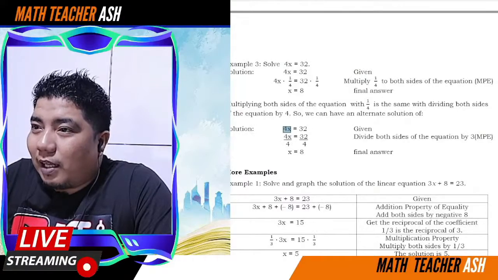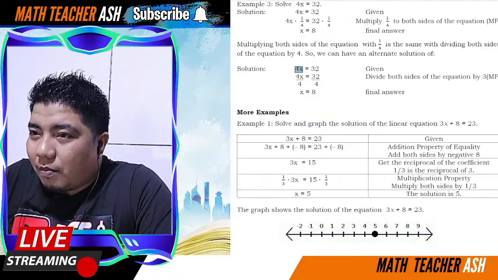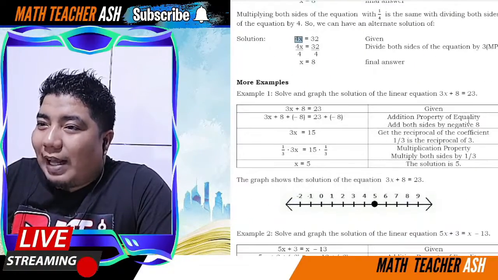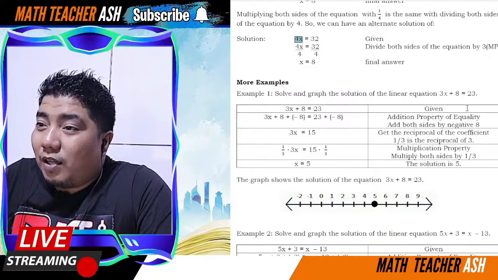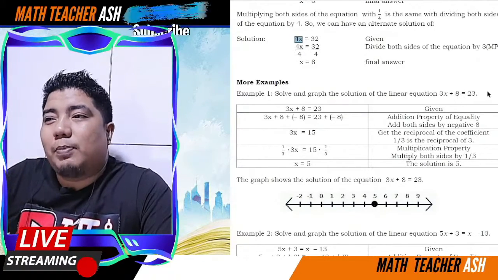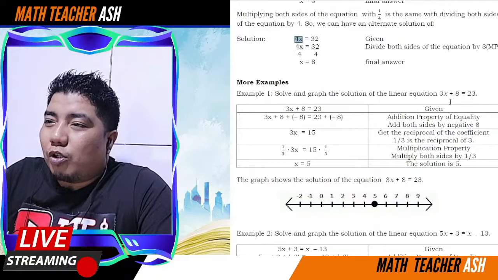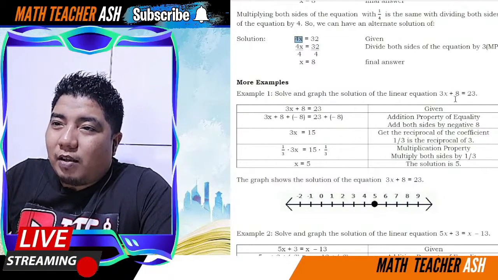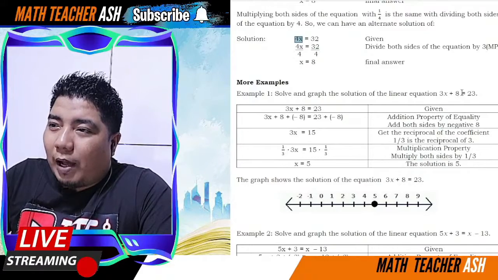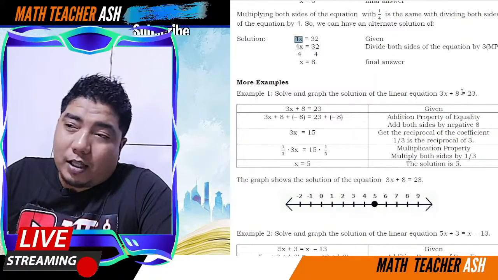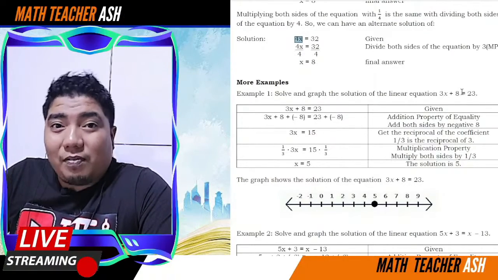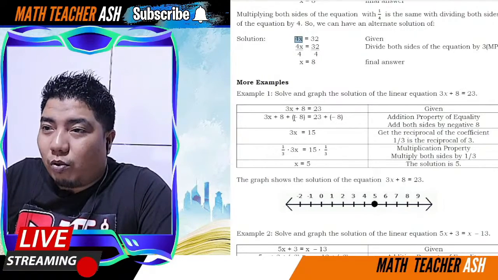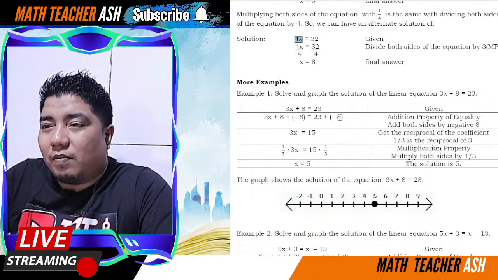Okay. So, let's change it a bit. So, more examples. Solve and graph the solution of the linear equation 3x plus 8 is equal to 23. So, of course, the first thing you will transfer here is positive 8, or plus 8. So, how do you do that? You add its opposite. So, that is plus negative 8. So, you have here plus negative 8, plus negative 8.